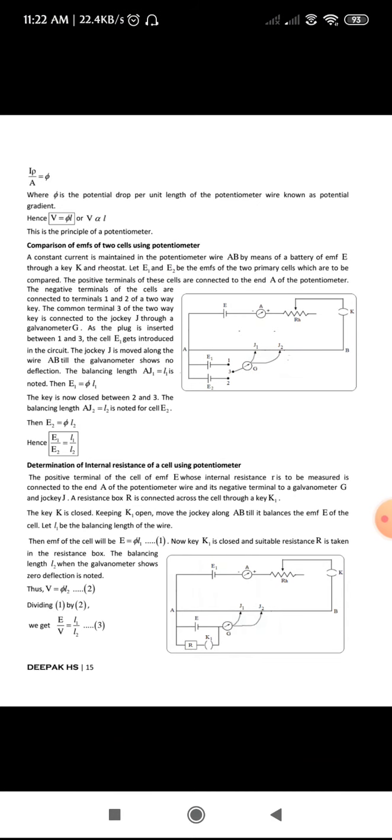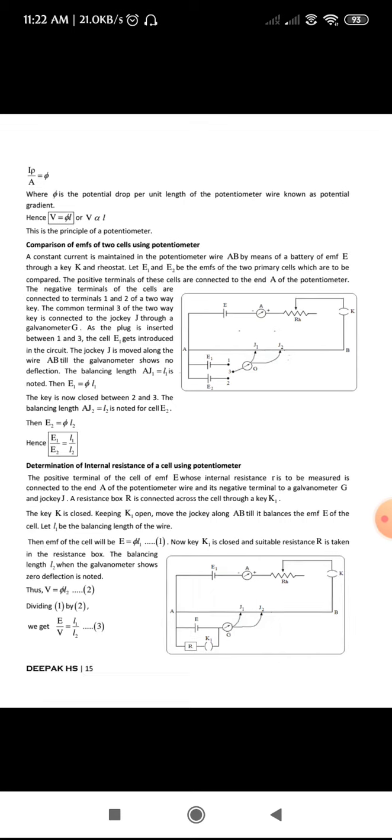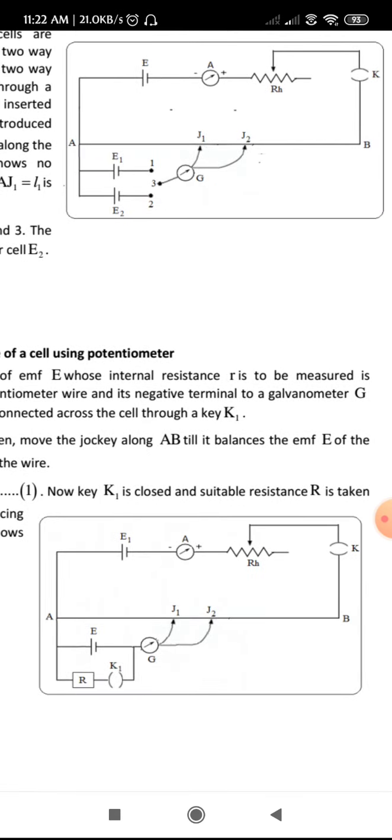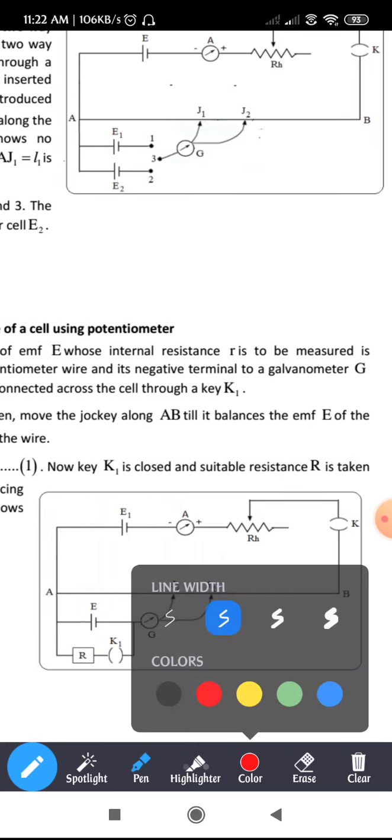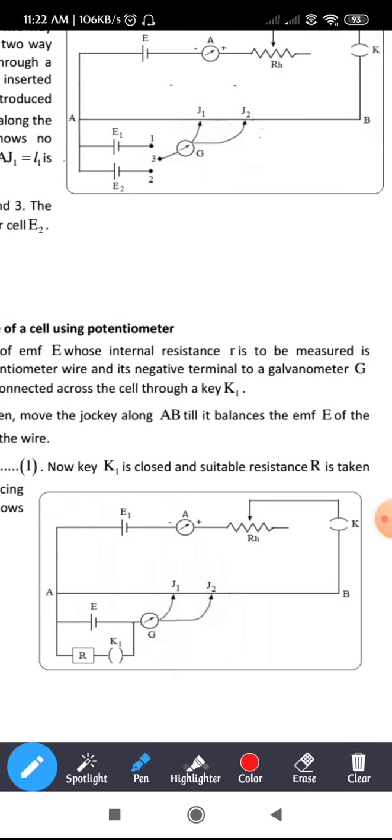Okay. So see here, I'll come to the construction part, then I'll come to the theory part. Coming to the construction part, we have two terminals A and B. As you know, between A and B there is a 1 meter scale, and on that scale the wire has been mounted.